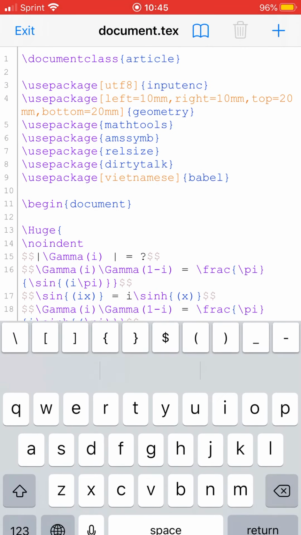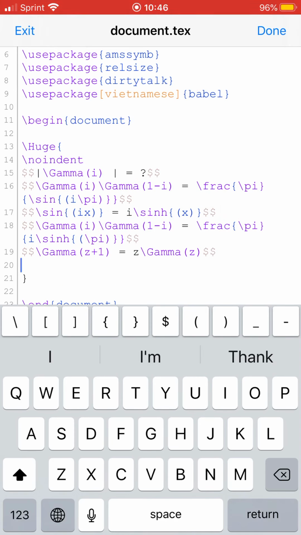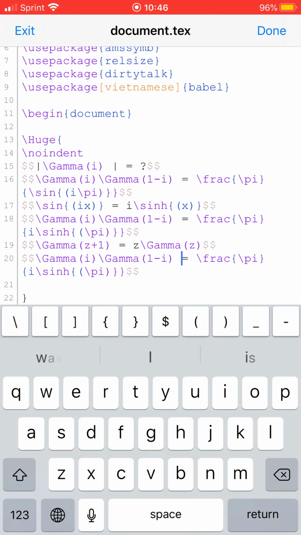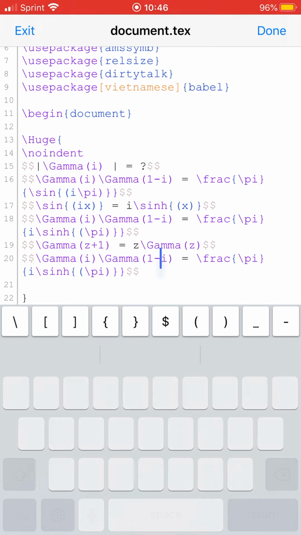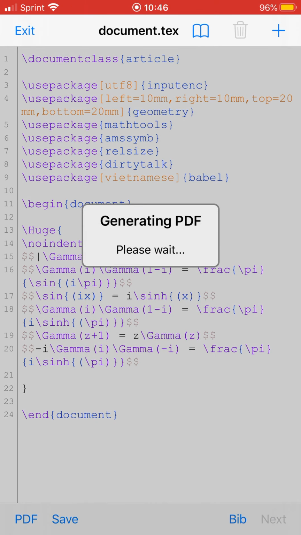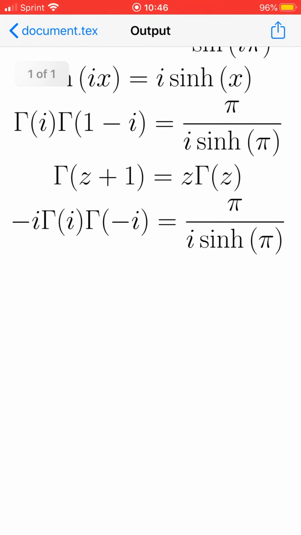And then we're gonna substitute that into the last equation that we got, which is gamma of I times gamma of 1 minus I equals pi over I times sinh pi. We're gonna substitute gamma of 1 minus I equals negative I times gamma of negative I. So then we get negative I times gamma I times gamma of negative I equals pi over I times sinh pi.